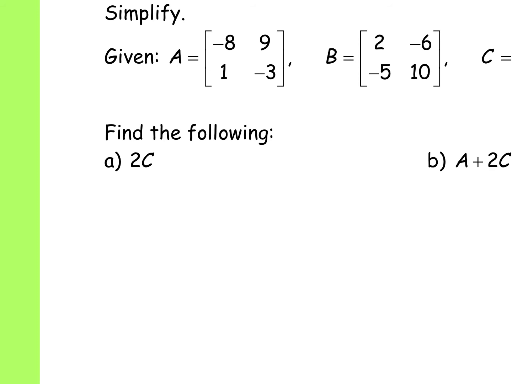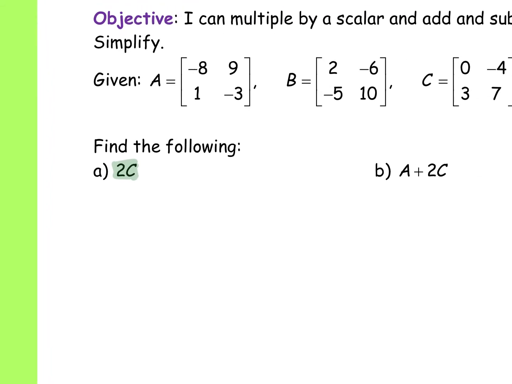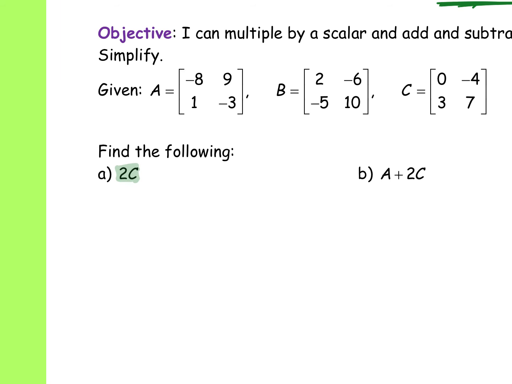But the first thing we're going to do is take matrix C. Notice it says 2C. I want to take matrix C and multiply by 2. So I need to find matrix C here. I've got 2 times 0, -4, 3, and 7. So if I multiply that by 2, I'm going to get 0, -8, 6, and 14. And that is my answer.